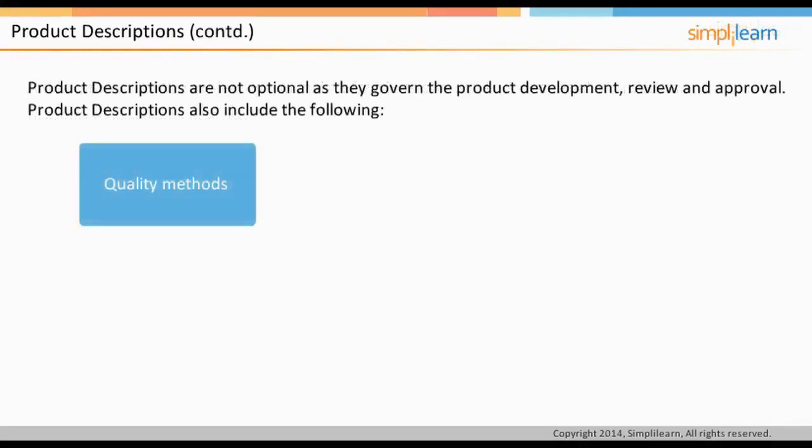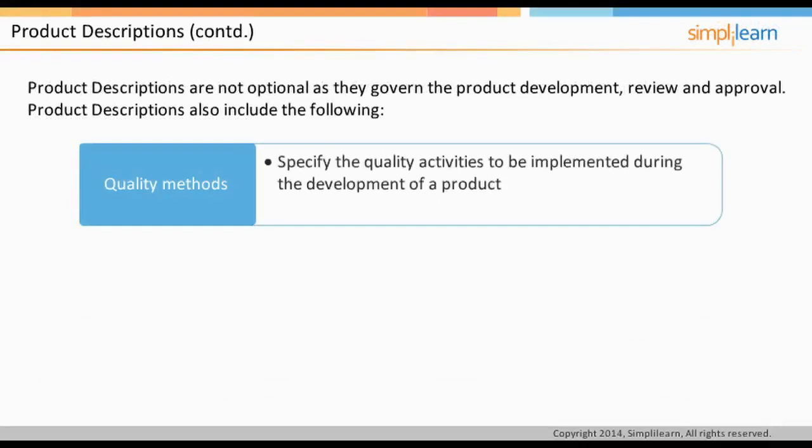Product descriptions also include quality methods. The quality methods are used to specify the quality activities to be implemented during the development of a product and for review and approval on completion. In the example of water bottle in the previous screen, it is known that the quality methods for the cap of the bottle and water would be different.